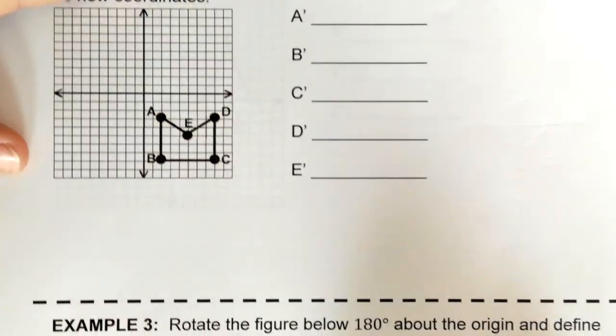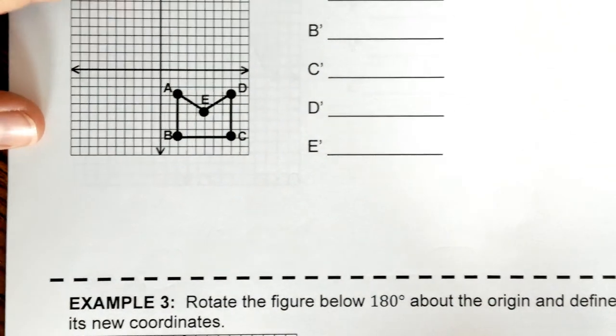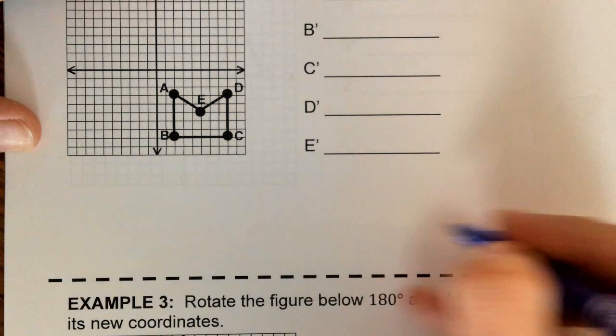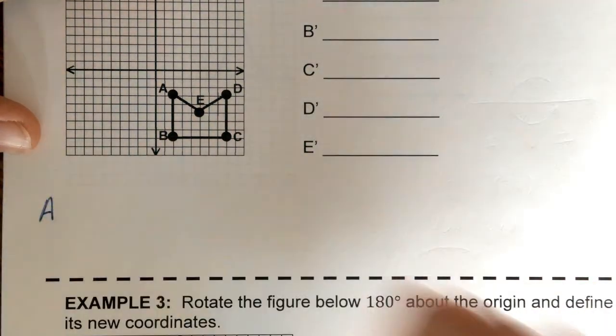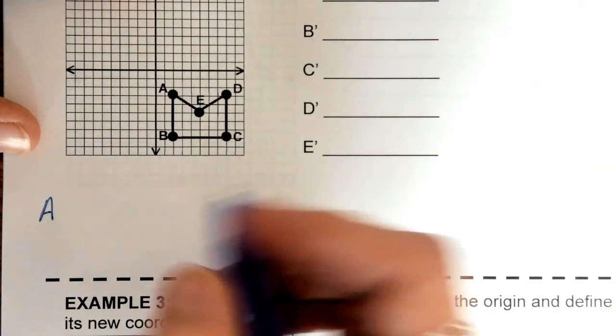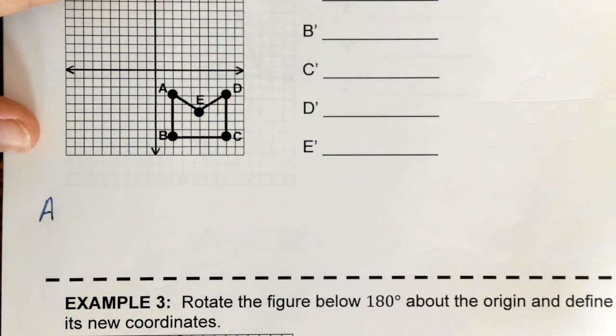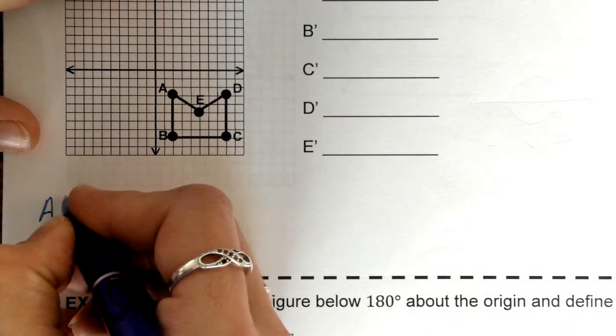So here, I suggest you pause, and we're going to write down the coordinates of all 5 points. I suggest you pause it, and we're just going to write them out. Now that you've done that on your own, let's check to see if you were right.